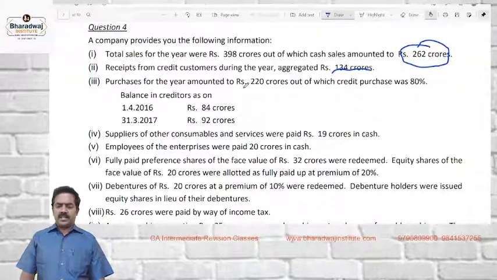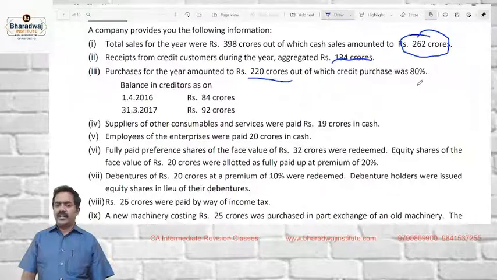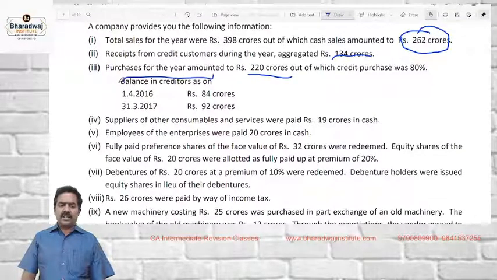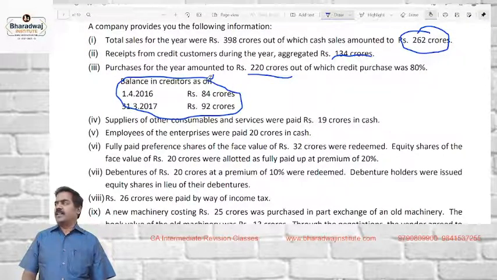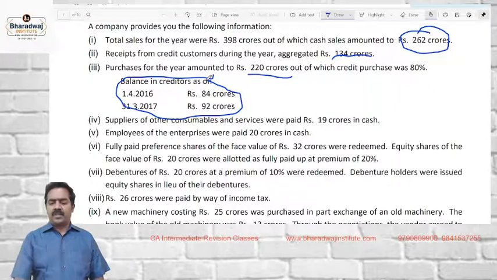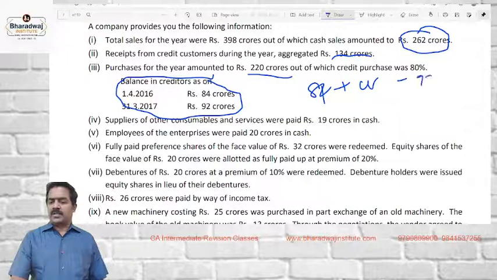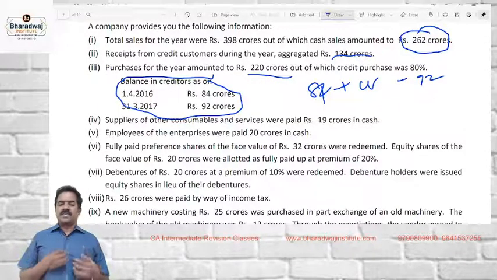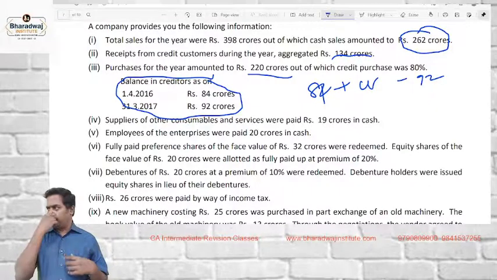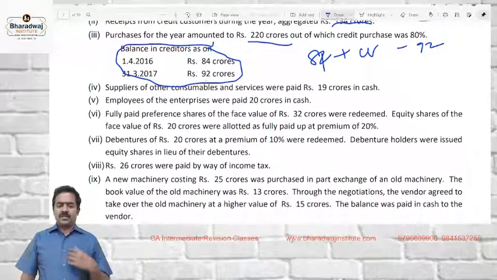Then purchases, out of that, 220 crores. Credit purchase 80% means cash purchases would have been what? 20%. Then we are given creditors balances. You can just check the creditors balance, or like a statement you can do. What is the opening balance? 84 crores, plus add the credit purchases, minus closing balance, how much? 92 crores. It will give us cash collection from debtors. Like a statement we can do.